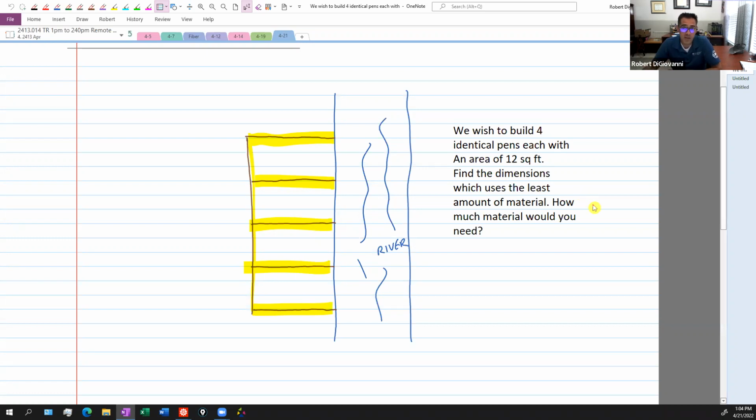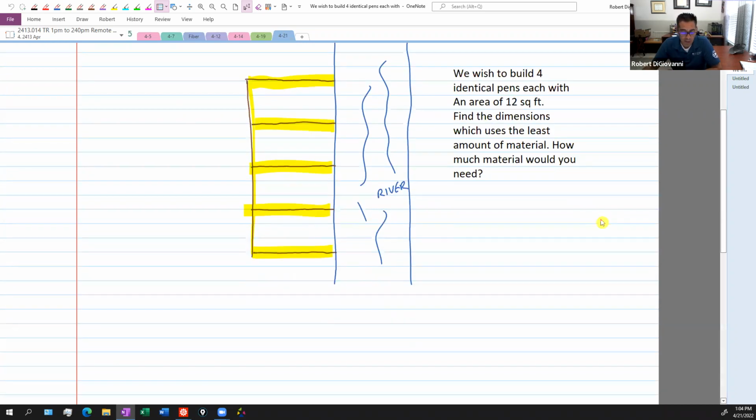Let's do this problem. So I'm going to try and build this. There are many different ways that I could build these. All I need is that each one of these pens has to have an area of 12 square feet. That's a requirement here. So how I build this is up to me. What I'm going to do is start labeling some things. Let's write our objective first.